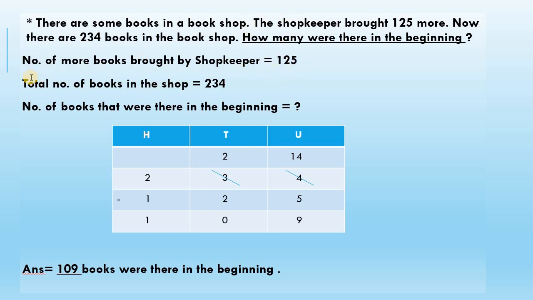First statement, number of more books brought by shopkeeper 125, total number of books in the shop 234. Number of books that were there in the beginning is equal to how much? Okay, you subtract the sum. 4 you convert into 14, 14 minus 5 is 9. Then 3 you convert into 2, 2 minus 2, 0 and 2 minus 1, 1. So 109 books were there in the beginning.